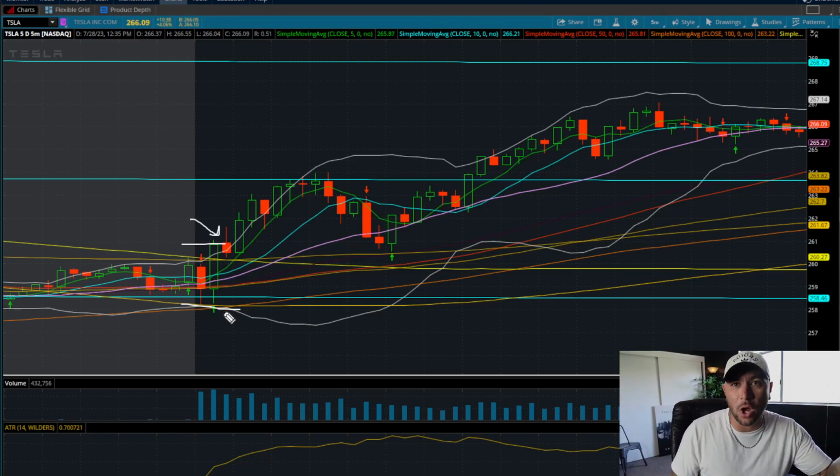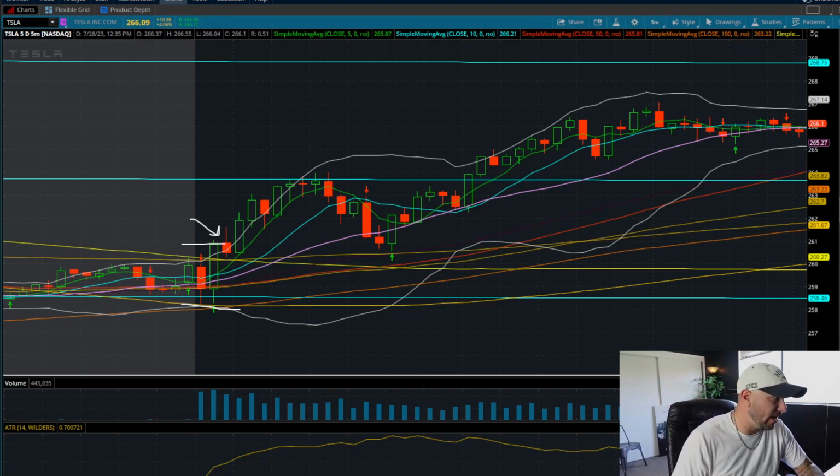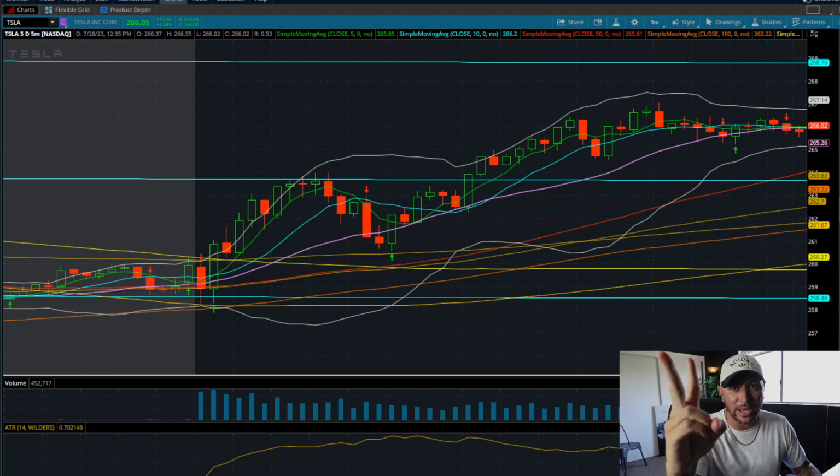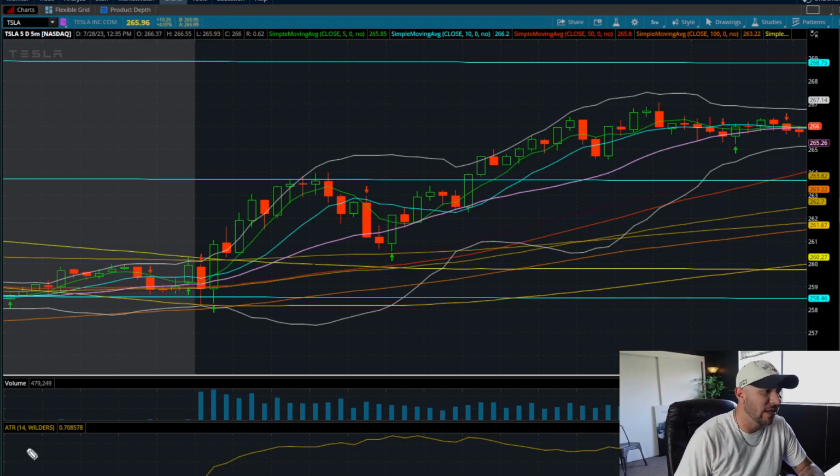Tesla's up $10 on the day, and I only caught like a very small portion of the $10. Like I said, if Tesla's average true range is $10, I only need $1. I only need $2. I don't need the rest of it. The rest of it is for someone else. Leave it to someone else.